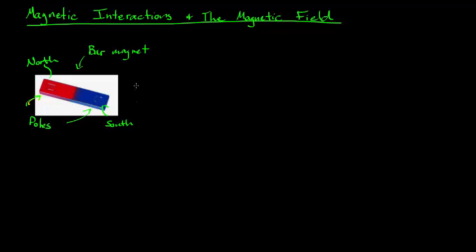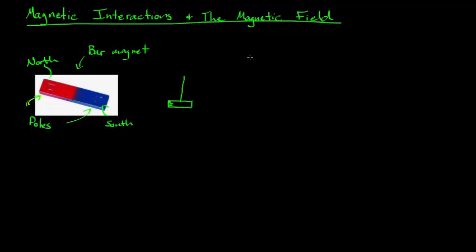When you suspend a bar magnet, like from a thread, then it rotates, and this pole over here that we call north always points in the northern direction. So that's how it got its name. That indicates the north direction, geographic north. Okay, so what happens when we start putting magnets together?